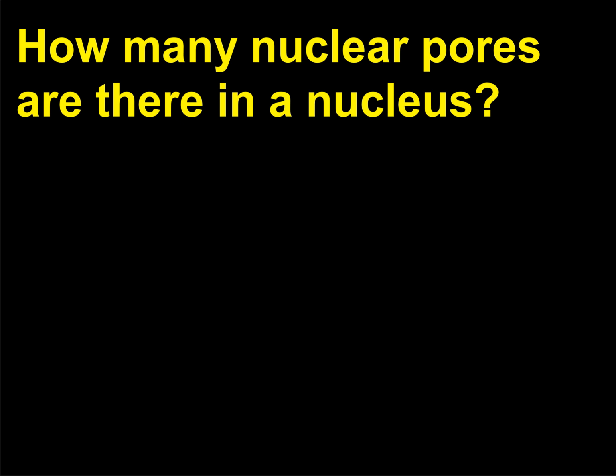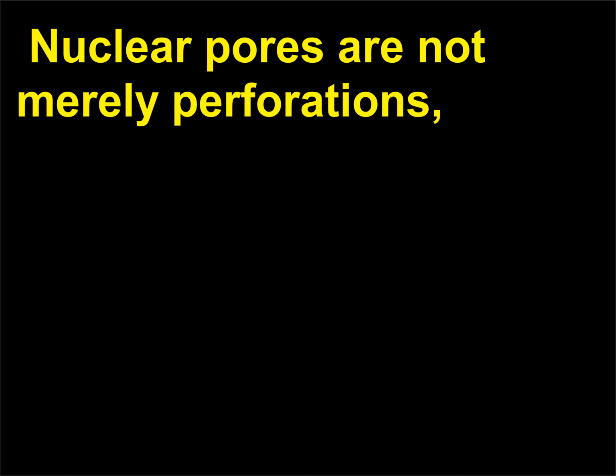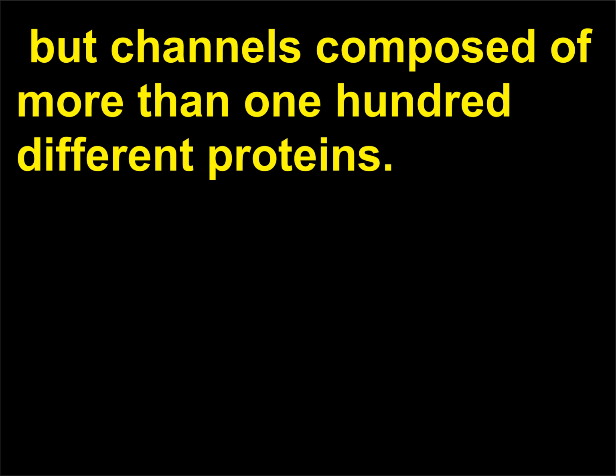How many nuclear pores are there in a nucleus? A typical nucleus in a mammalian cell has 3,000 to 4,000 pores, or 10 to 20 pores per square micrometer. Nuclear pores are not merely perforations, but channels composed of more than 100 different proteins.